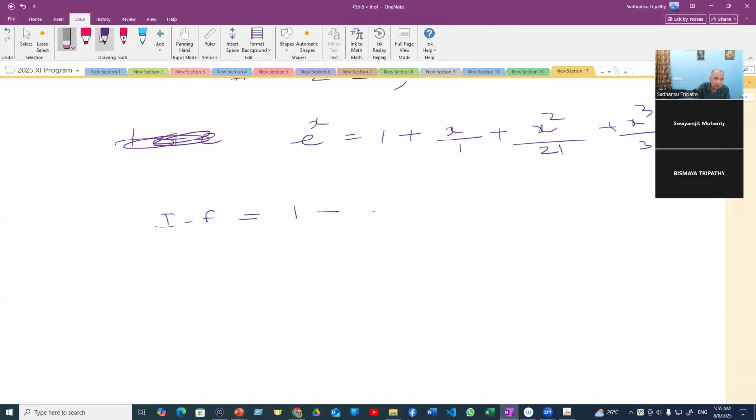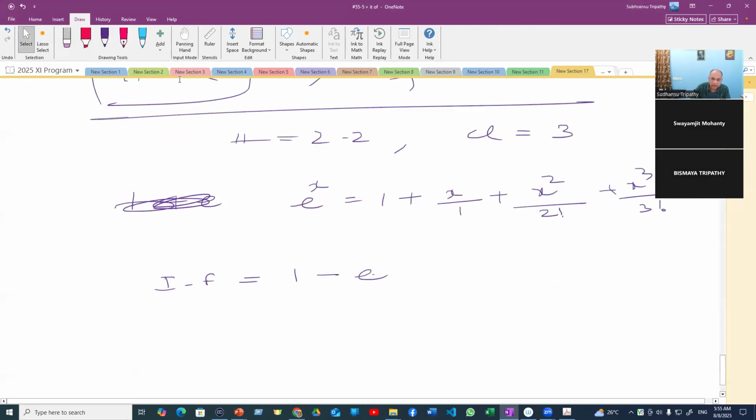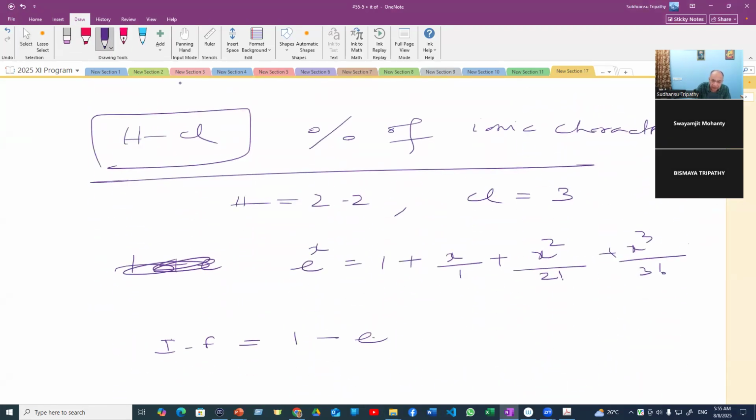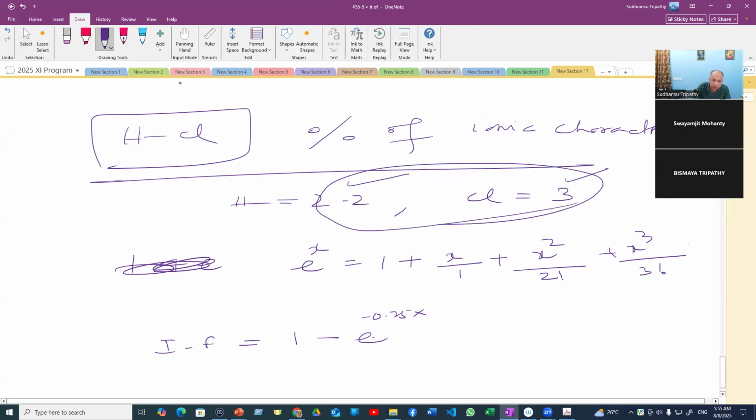e to the power of the constant given, minus 0.25 into the electronegativity difference, 3 minus 2.2, which is 0.8. So it becomes 1 minus e to the power of minus 0.2, minus 10.